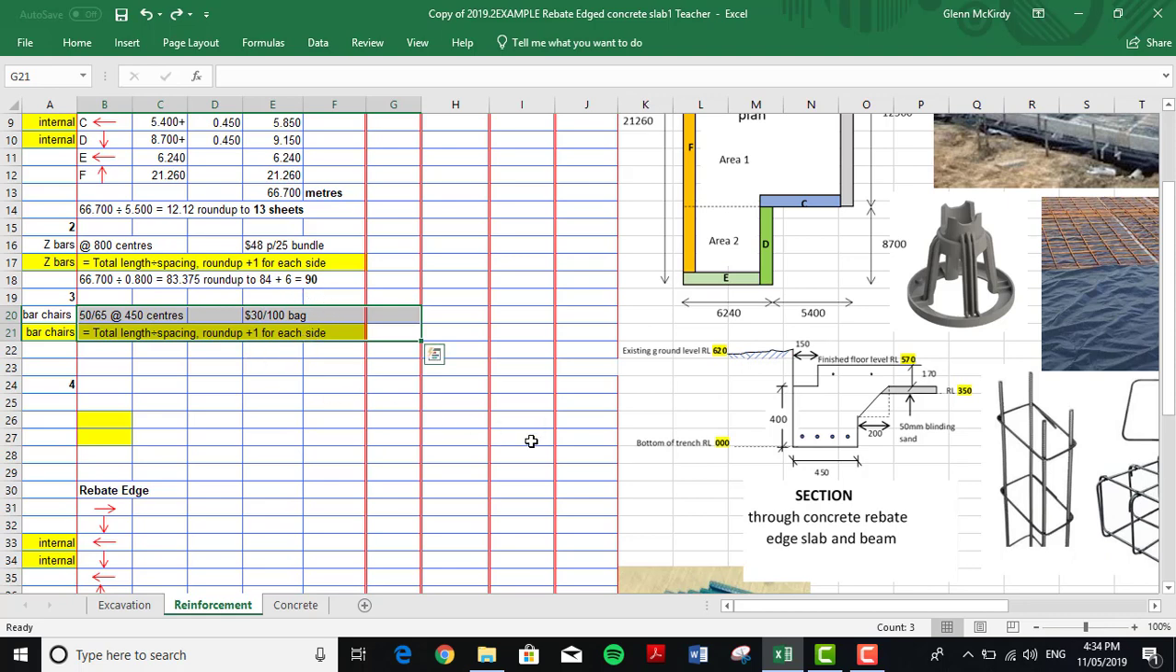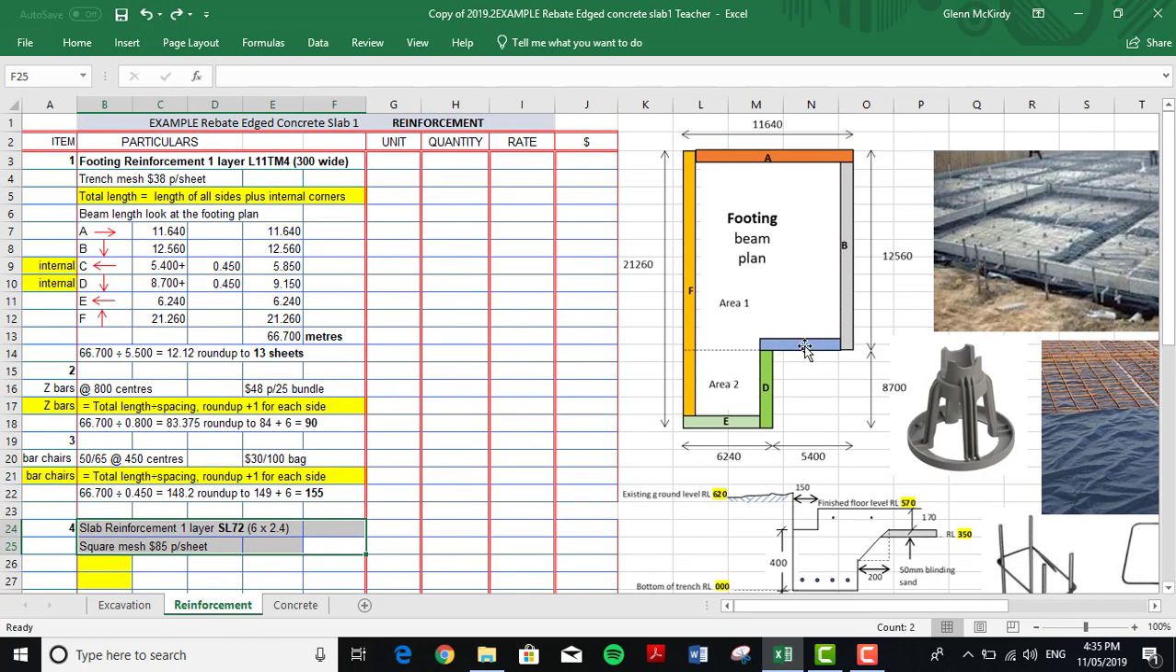Then our bar chairs, with our bar chairs, we have them at 450 millimeter centers. So we've got to get the total length divided by the spacing, round up. So our total length is our 66.7 divided by our spacing, and then we came up to 148.2 and we rounded up to 149 plus 6 sides, gave us 155 bar chairs. Then we go for slab reinforcement.